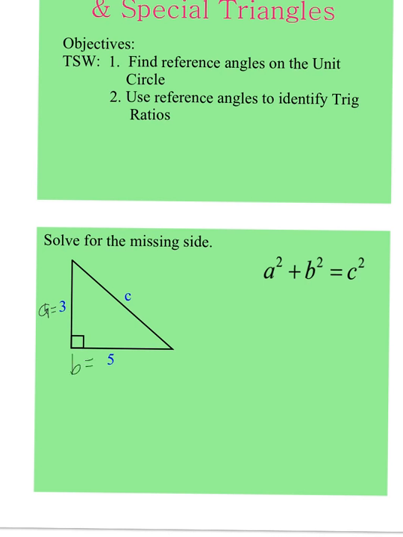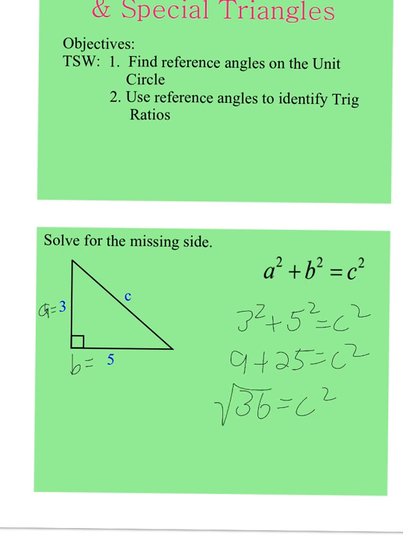We're just going to square 3 and add that to 5 squared, and that'll give us C squared. So it's 9 plus 25 is equal to C squared. 9 and 25 is 36, equals C squared. In order to solve for C, we just take the square root of both sides, and we get C is equal to 6 here.